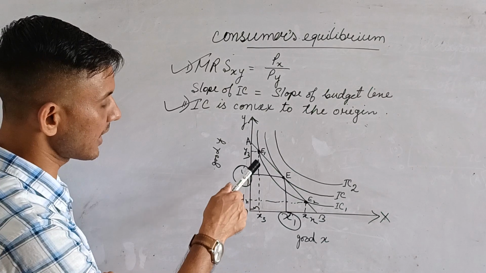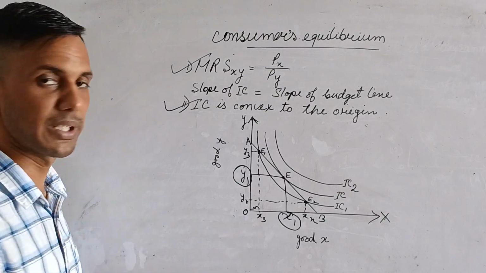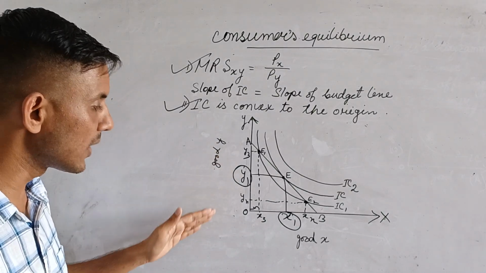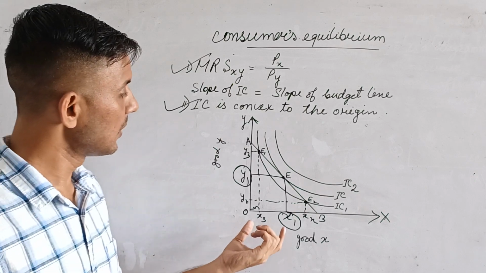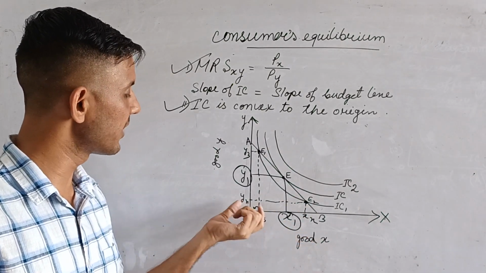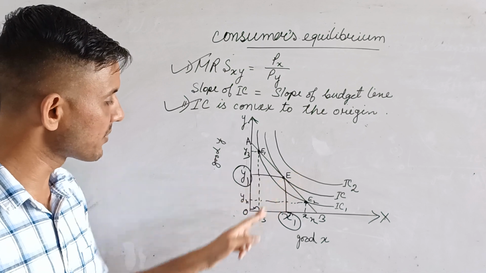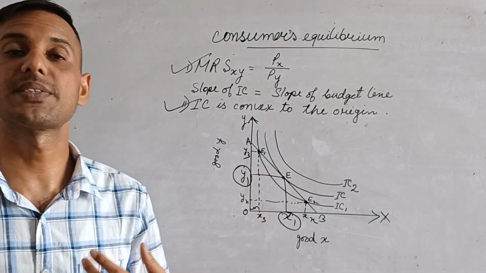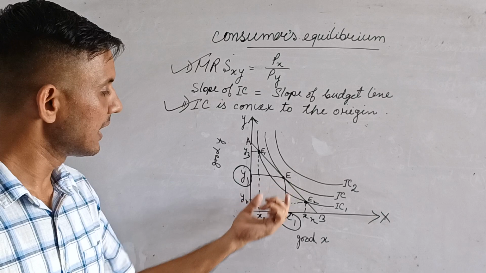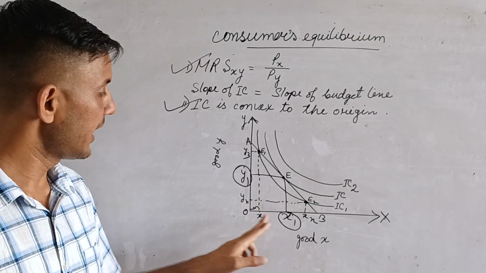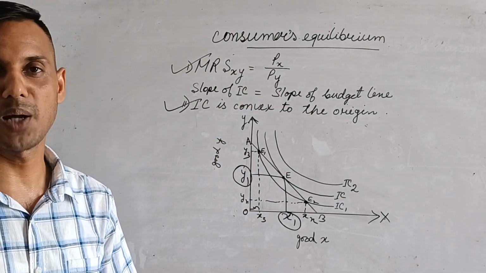Then we discussed that if you take E1, you are consuming more of Y commodity and very little of X commodity, so you will reduce the consumption of Y and consume more of X. So this will shift, and that's why it is not the equilibrium. Again, at E2, you are consuming more of X commodity and very little of Y commodity, so you will try to reduce the consumption of X. But at point E, this is the consumer's equilibrium because it satisfies both the conditions simultaneously, and at this equilibrium point E, the consumer is consuming OX1 of X and OY1 of Y. So this is the consumer's equilibrium with the help of indifference curve and the budget line.